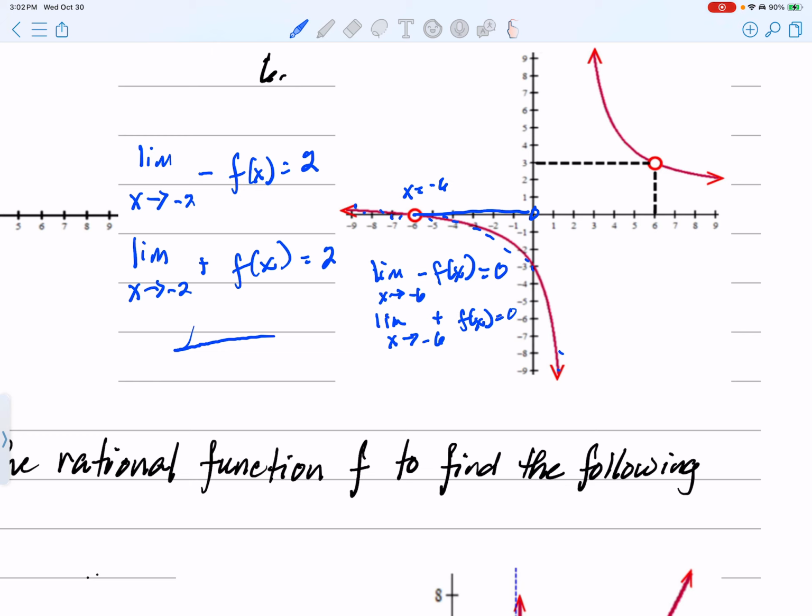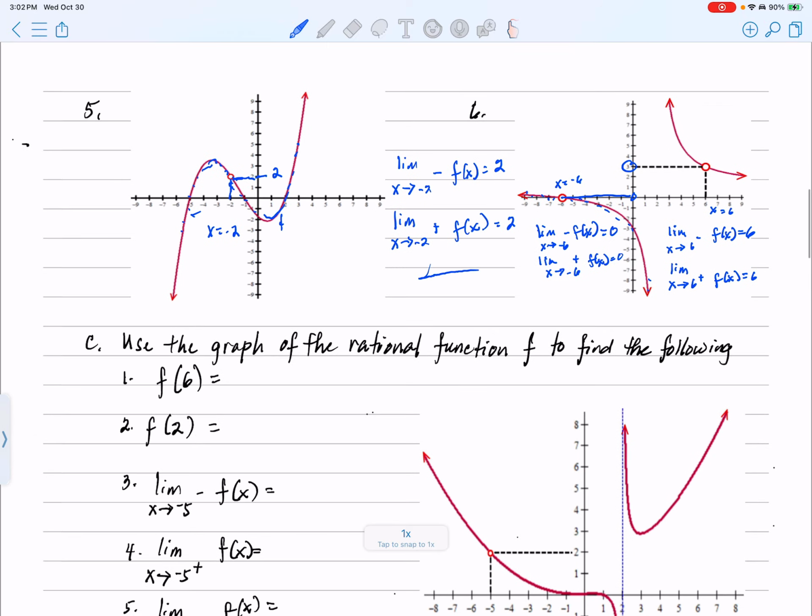Well, in this case right here, x is 6. So you see it's already noted there: the limit as x approaches 6 from the left, the function is equal to 6. The limit as x approaches 6 on the positive side, the function is equal to 6. Okay? All right, let's move on to the next number here.